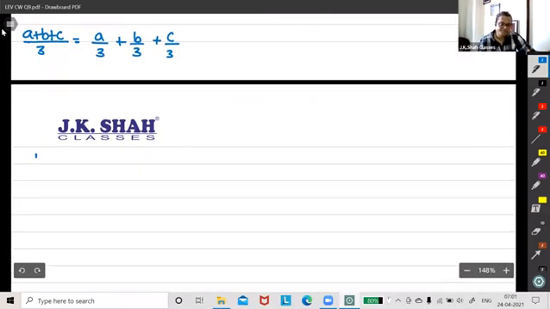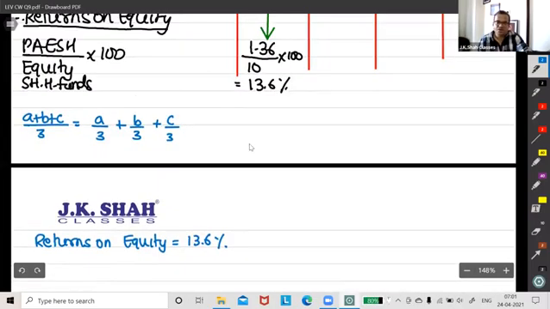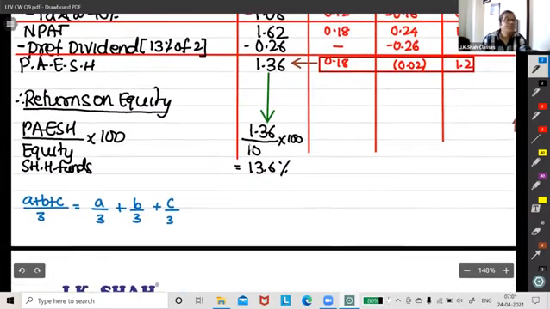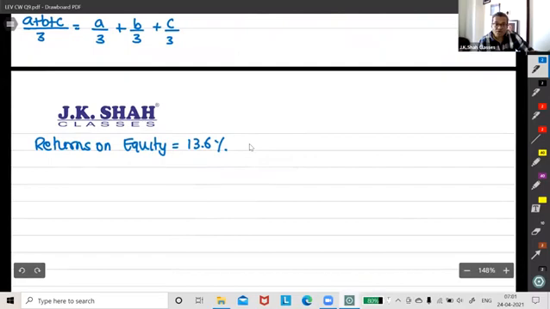we got returns on equity as 13.6%. Correct, friends? Just look here. I'll show you. We got returns on equity as 13.6%. How did we get it? We got it like this: 1.36 upon what is the equity? 10. Correct? Right, friends? Let me do the same thing now.